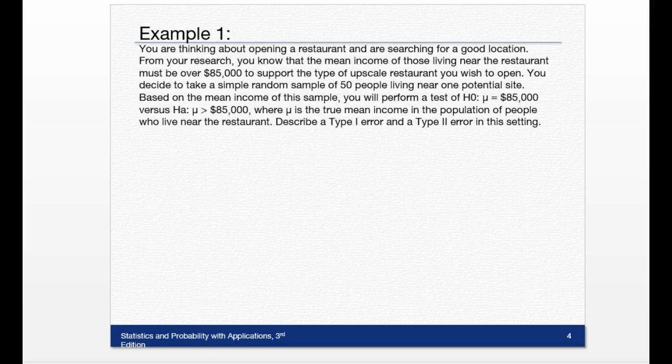Okay? So let's look at an example. You're thinking about opening a restaurant and you're searching for a good location. From your research, you know that the mean income of those living near the restaurant must be over $85,000 to support the type of upscale restaurant you wish to open. You decide to take a simple random sample of 50 people living near one potential site. Based on the mean income of the sample, you perform a test of the null where mu is 85,000 versus the alternative that mu is greater than 85,000, where mu is the true mean income in the population of people who live near the restaurant. Now, describe a type 1 and a type 2 error.